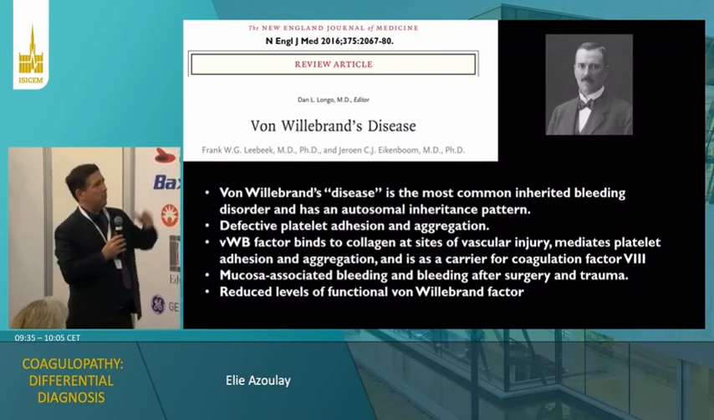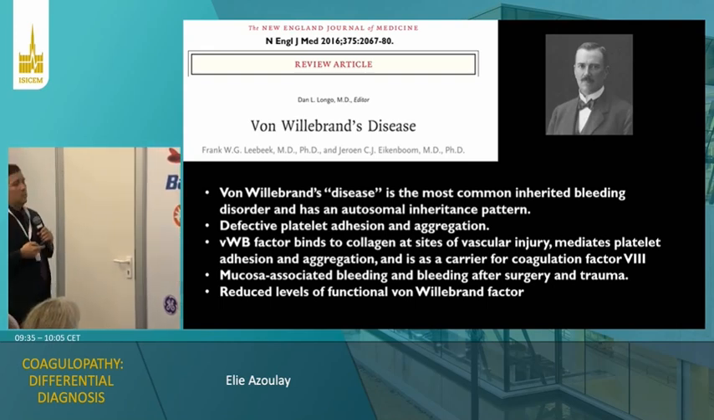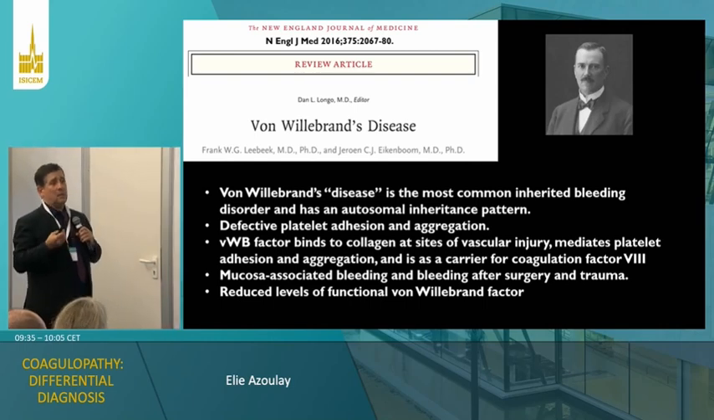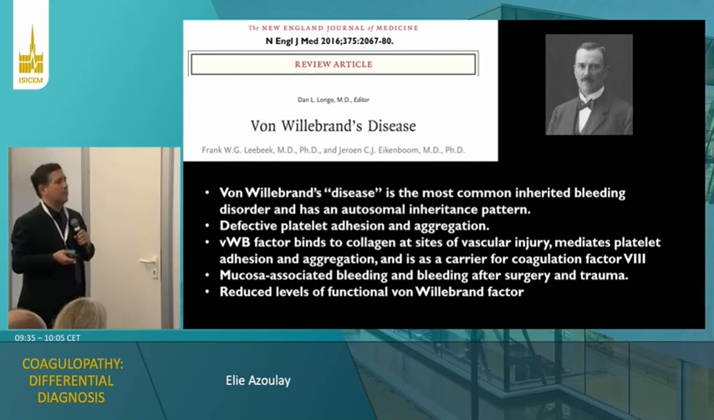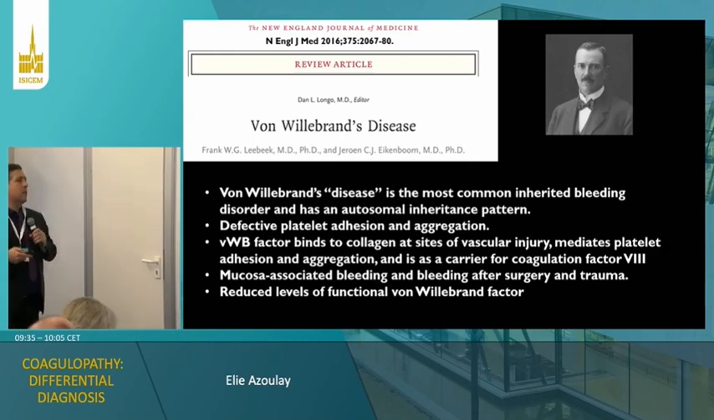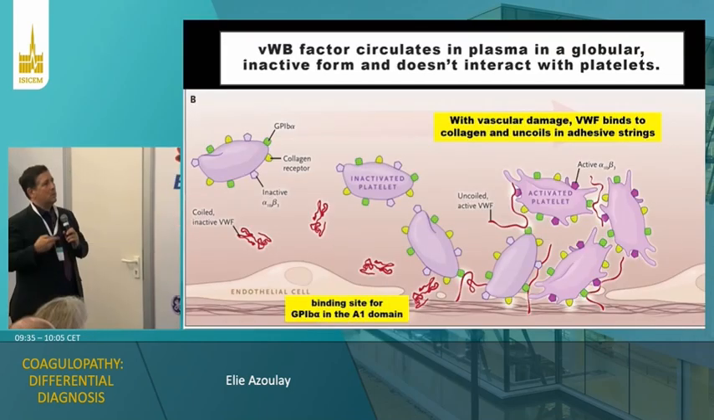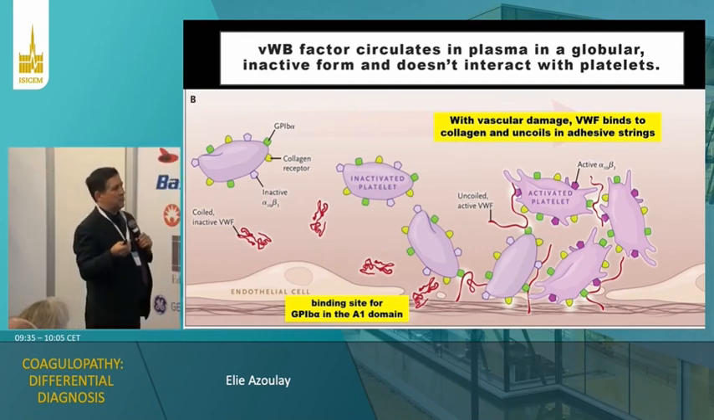So this is Eric von Willebrand, who described the disease in 1916. And it can be inherited, it can be acquired, but it is a disease that can even be documented in adult patients with mucosa-associated bleeding and bleeding after surgery or after a fall and trauma. We know that it's mostly related to a reduced level of functional von Willebrand factor. What is interesting is that we are again getting to the same thing.